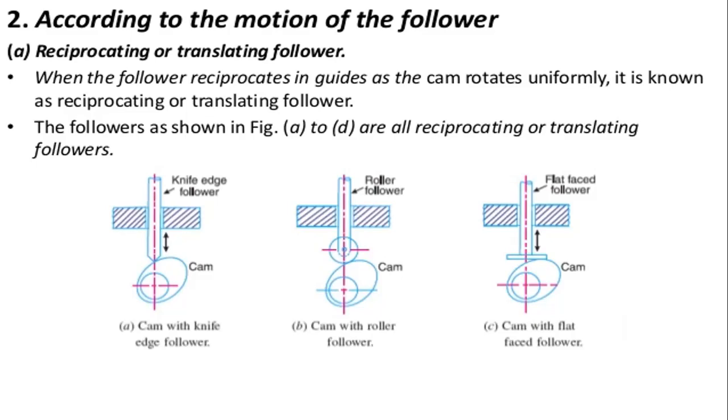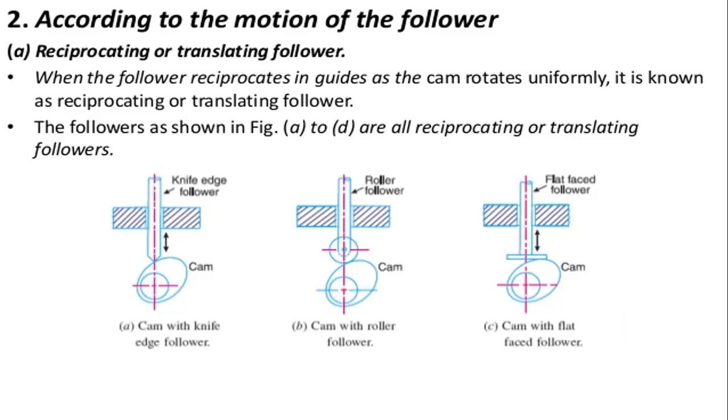When the follower reciprocates in guides as the cam rotates uniformly, it is known as the reciprocating or translatory follower. Generally, this follower is going to reciprocate in motion through the guideways when the cam is moved, and which causes a uniform action. So that uniform action is provided between the cam and the follower. That type of follower is known as reciprocating or translating followers.